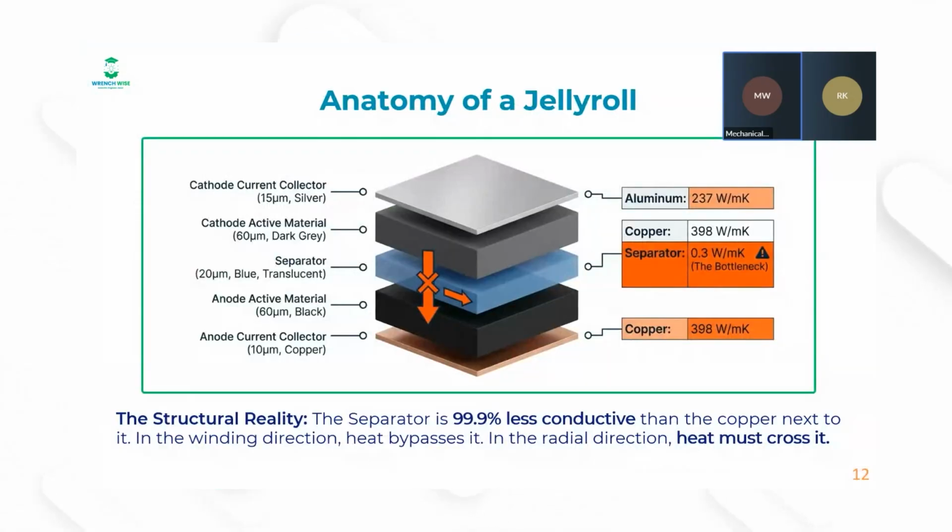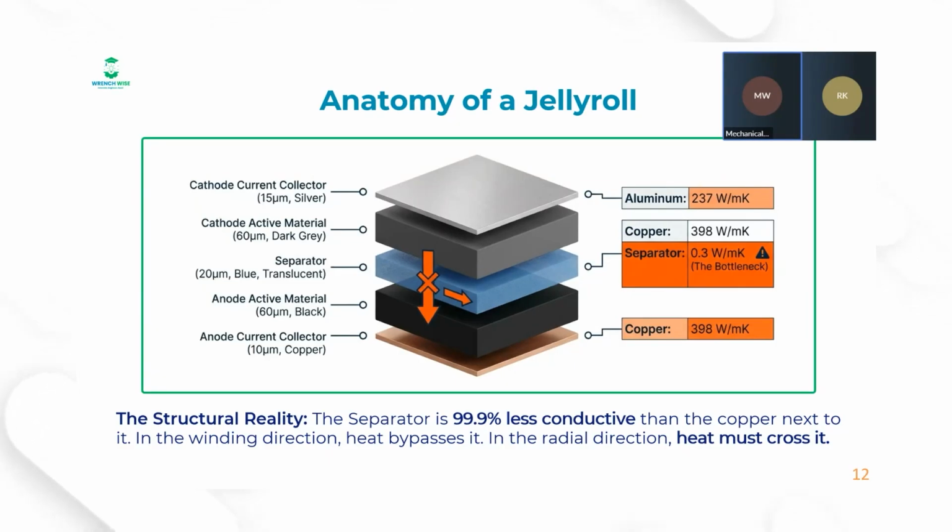Cool. So now that we've looked at some mathematics, let's look at physical reality as well. The slide essentially shows you the anatomy of what is actually happening inside your cell. Inside your cell, we look at it as this jelly roll, the internal structure of a typical lithium-ion cell here. To understand heat flow, we have to look at the disparity between these layers. The conductors: you have the copper anode current collector at a very high 398 watts per meter Kelvin, and the aluminium cathode conductor at 237. These are places where heat will flow very easily.